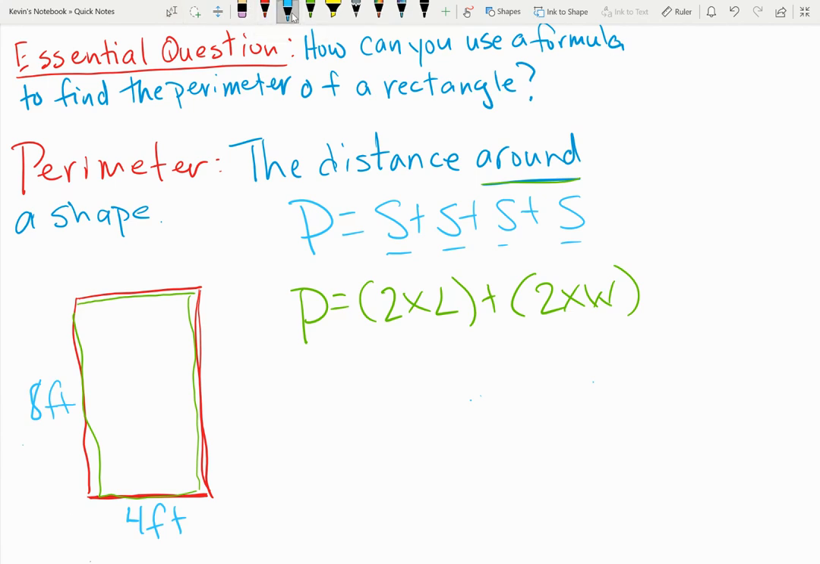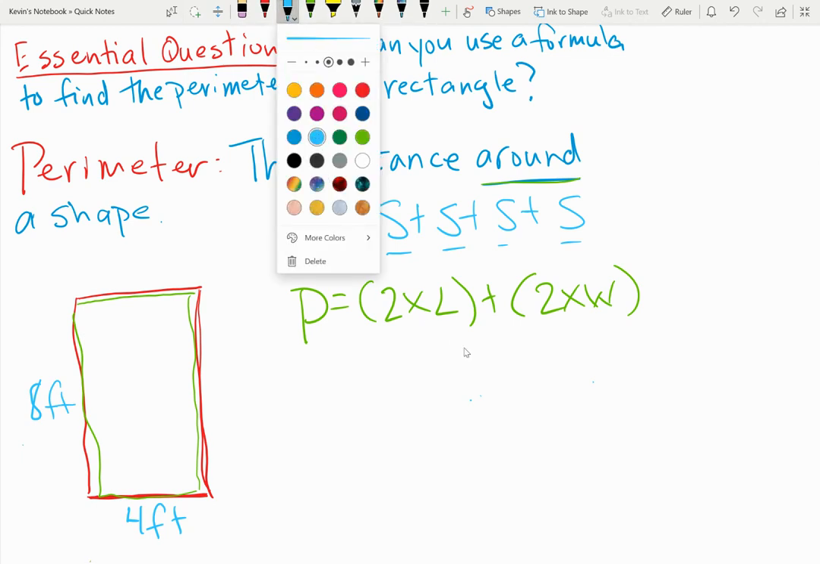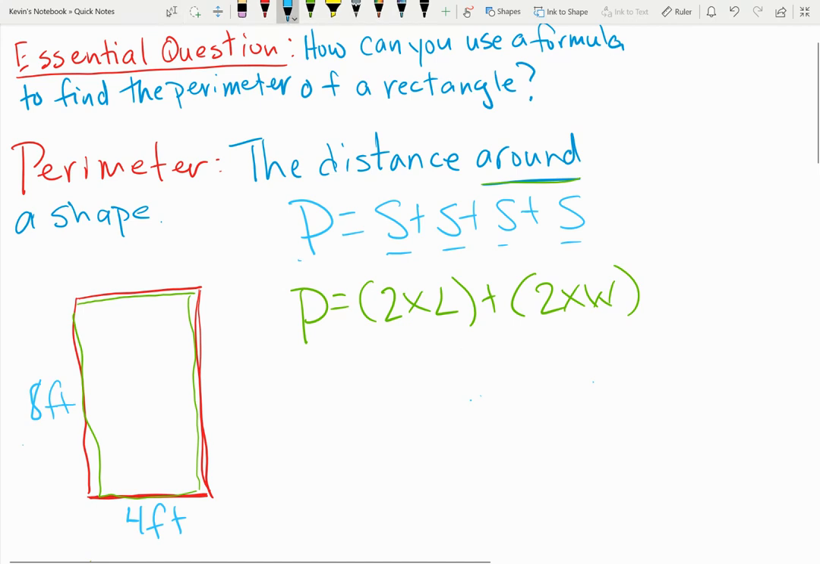And let's get started with our first formula. I'll use blue for this formula. So first formula, remember, is perimeter is side plus side plus side plus side. What you know in rectangles is the adjacent sides are always equal. So my left side is 8 feet. We know this side over here is 8 feet. And if I know the bottom edge, or the length, is 4 feet, then I know the top length is 4 feet.